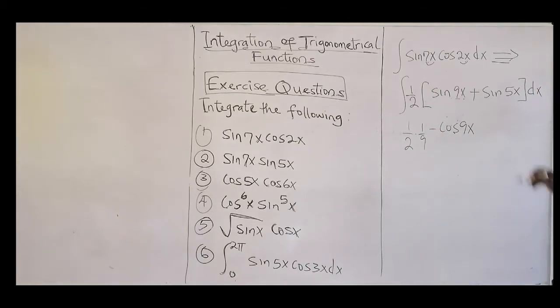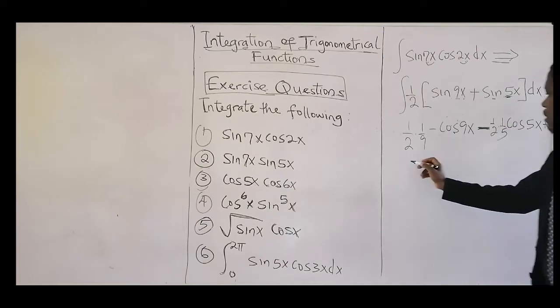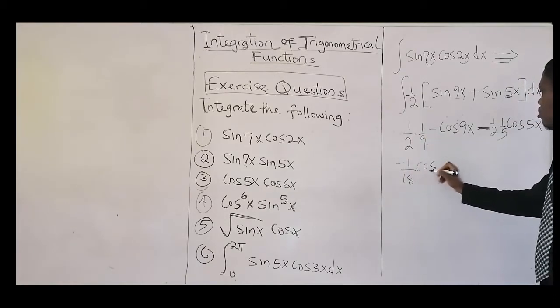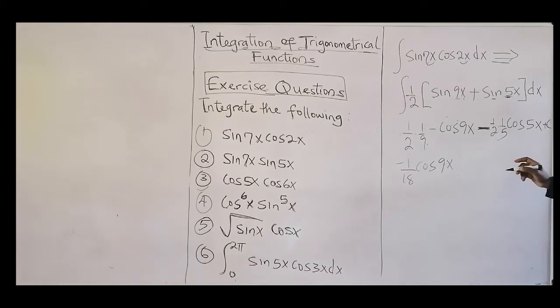Then plus the integral of sine, which is minus, so that's a minus here, cos 5x. And don't forget the half here, and then you divide by the attachment to the variable, 1 over 5, plus c. That's all, and that will give us 1 over 18, 2 times 9, minus cos 9x, and then minus 1 over 10 cos 5x plus c.